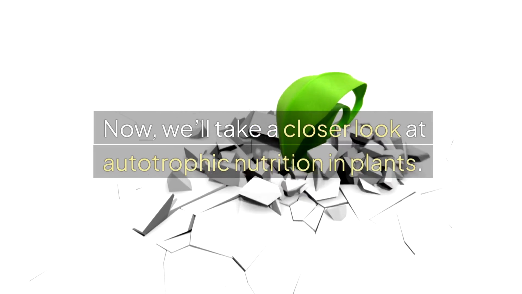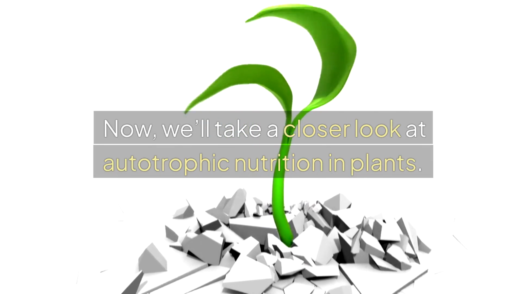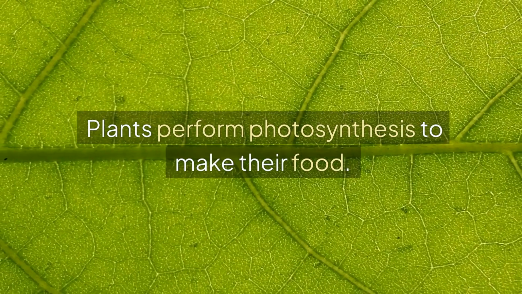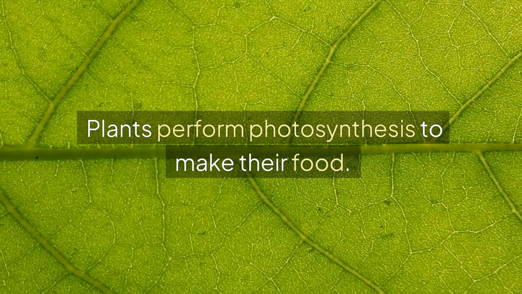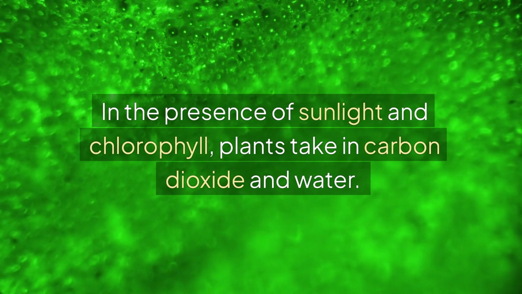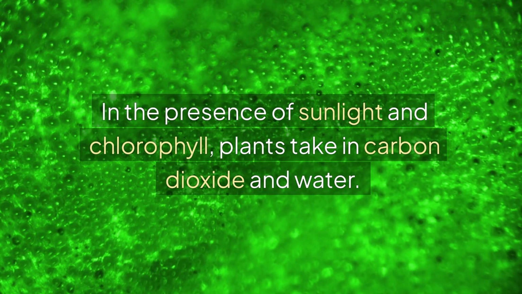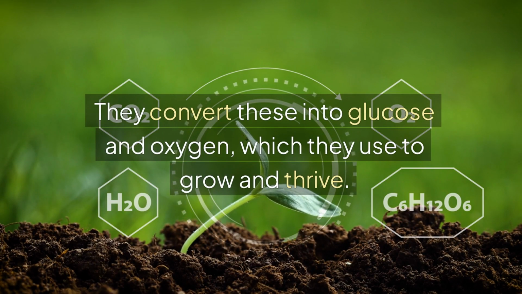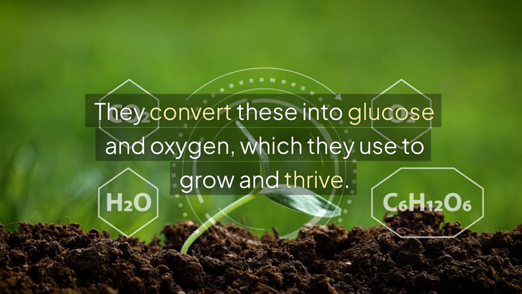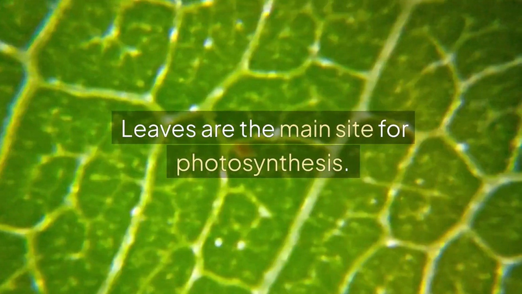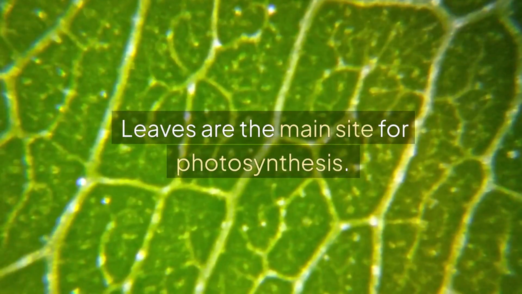Now, we'll take a closer look at autotrophic nutrition in plants. Plants perform photosynthesis to make their food. In the presence of sunlight and chlorophyll, plants take in carbon dioxide and water. They convert these into glucose and oxygen, which they use to grow and thrive. Leaves are the main site for photosynthesis.